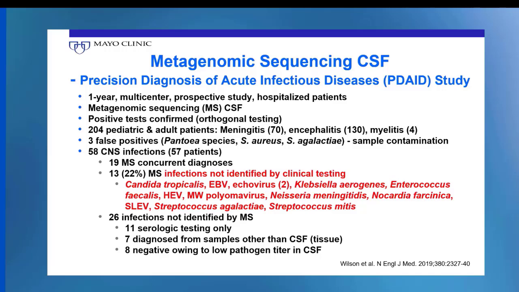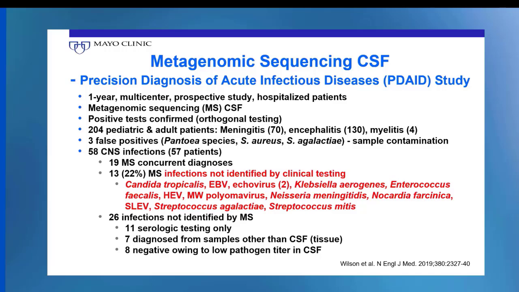What were these? Candida tropicalis, Epstein-Barr virus, echovirus, Klebsiella aerogenes, Enterococcus faecalis, hepatitis E virus, a polyomavirus, Neisseria meningitidis, Nocardia farcinica, St. Louis encephalitis, Streptococcus agalactiae, and Streptococcus mumps. We'll talk more about individual organisms later on.